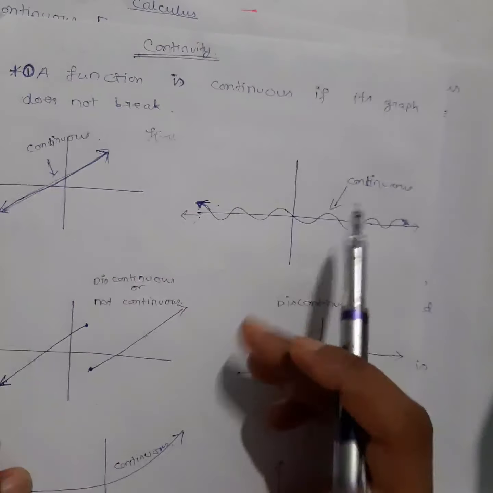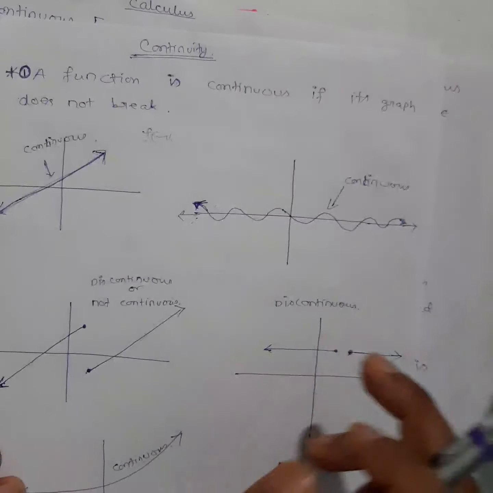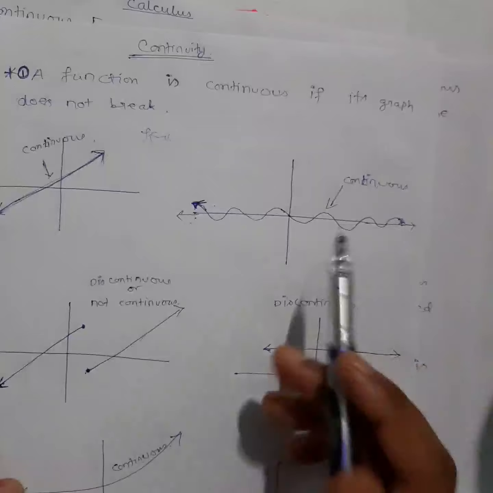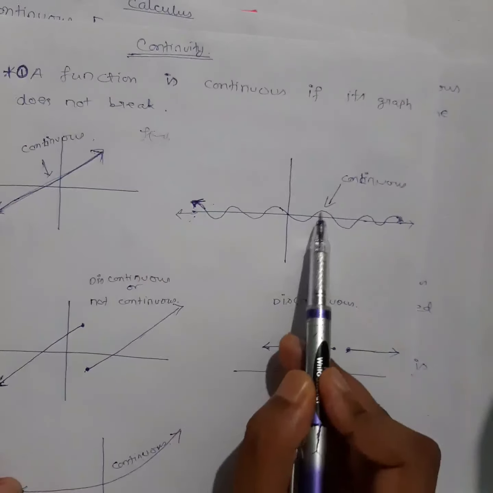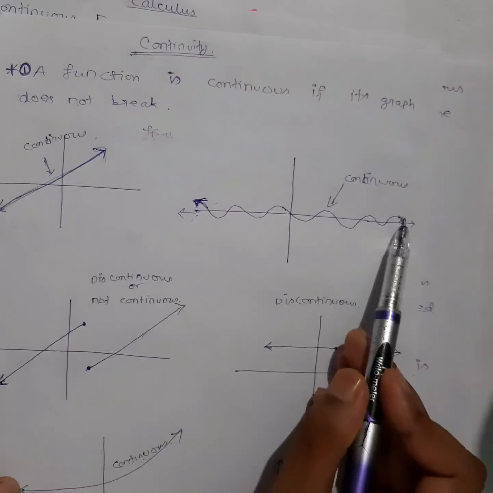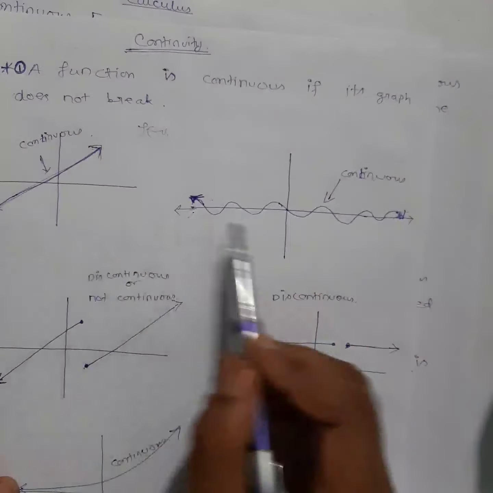Not only sine, actually all the trigonometric functions in their domain are always continuous. Why I say in the domain, you will understand later. See here, this sine function, you can see there is no break, right? It will go on, that's why I put an arrow mark here again. This will go on, right? So this is also a continuous function.